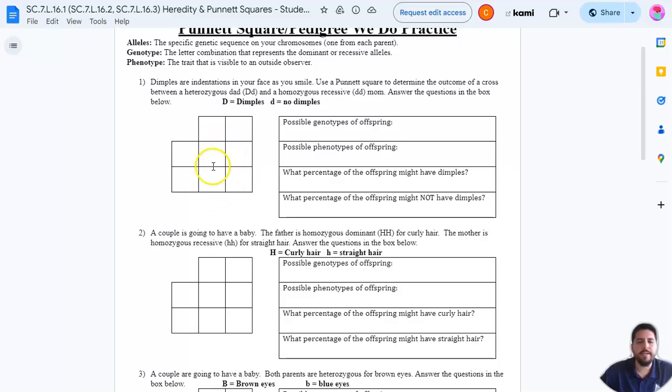So again, the possible genotypes would be capital D, lowercase d, and lowercase d, lowercase d. Possible phenotypes would be dimples and no dimples. The percentage would be, again, out of 4, we would have 2 that are dimples and 2 that are not. So that would be 50-50. Again, what percentage of the offspring might not have dimples? It would be 50% as well. So 50-50.